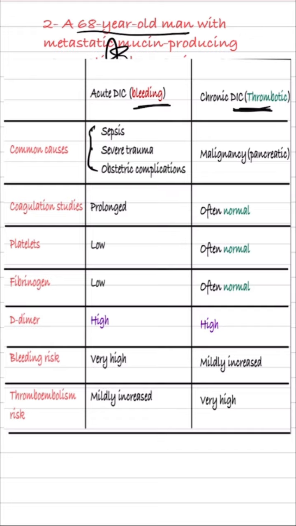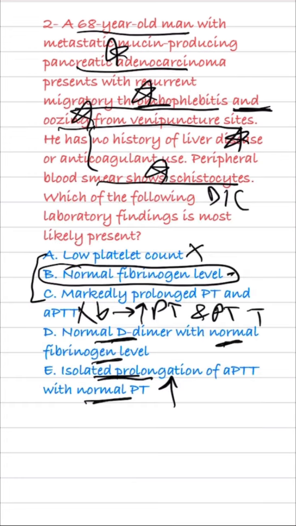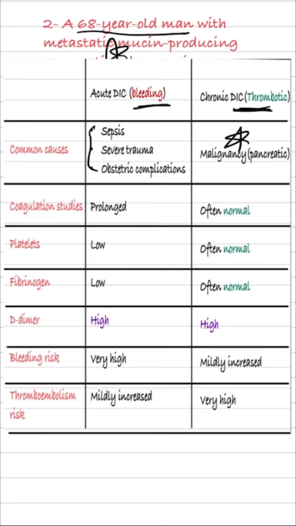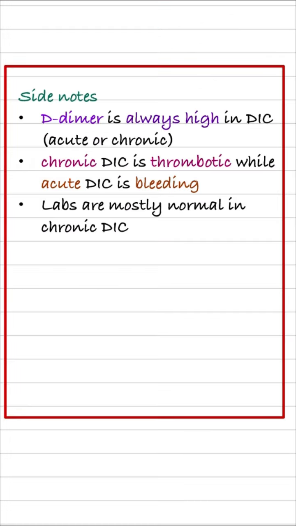Actually, what we see is a classic chronic DIC case, caused by pancreatic malignancy. It's long-lasting with recurrent thrombophlebitis, which is classic as we already said, and nothing is sudden here, and the patient is stable, so it's a chronic case. Second, if we look at lab differences between both, we see that the chronic labs are mostly normal. Only the D-dimer gets high, and they are normal because the liver has time to compensate, which is not the case in the acute type. So always remember that chronic DIC is predominantly thrombotic, unlike the acute one, which is predominantly bleeding. And here are our side notes, which I recommend you to read.